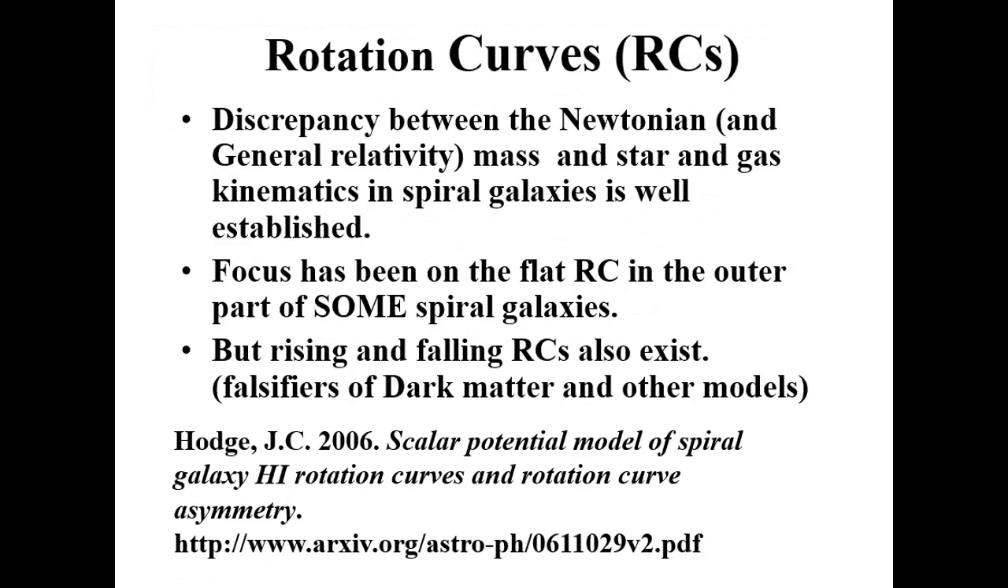Rotation curves. The discrepancy between the Newtonian and general relativity mass and star and gas kinematics in spiral galaxies is well established, and they're called rotation curves. There are some issues here which I'd like to address. The focus has been on flat rotation curves in the outer part of some spiral galaxies. But rising and falling rotation curves also exist, and these things are falsifiers of dark matter, falsifiers of MOG, modified gravity, and MOND.